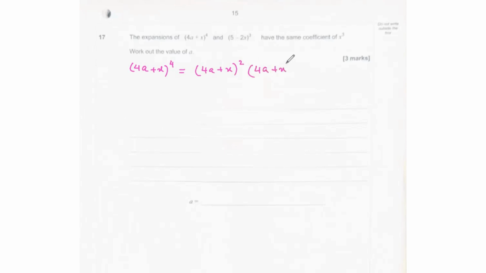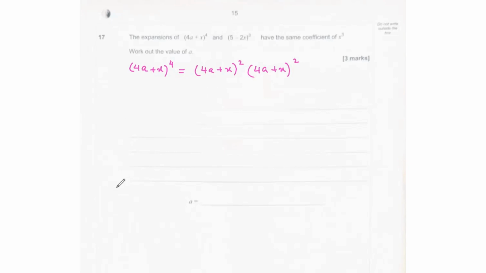Then question 17 says the expansions of (4a plus x) to the power of 4 and (5 minus 2x) to the power of 3 have the same coefficient of x cubed. Work out the value of a. For this, you need to rewrite (4a plus x) to the power of 4 as (4a plus x) squared times (4a plus x) squared, because both the squares being multiplied give us (4a plus x) to the power of 4.